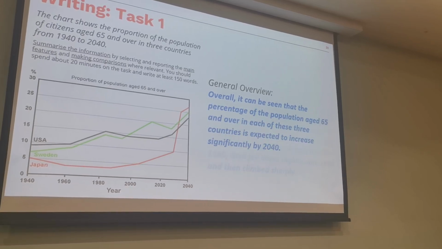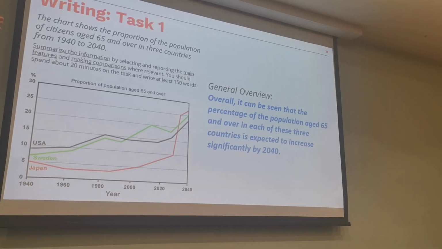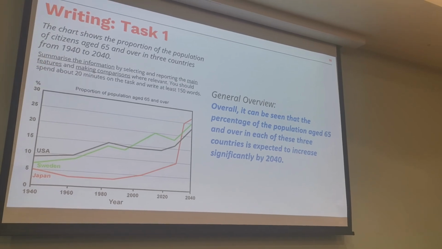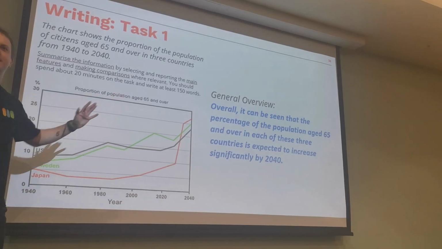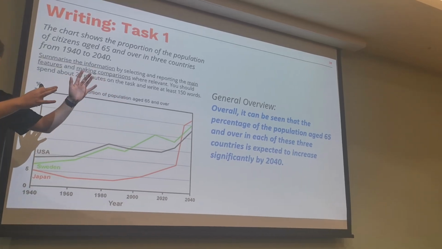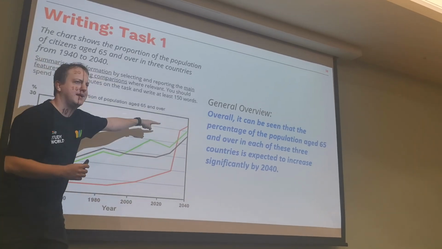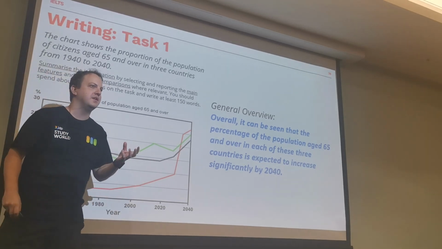So, it can be seen that the percentage of the population aged 65 and over in each of these 3 countries is expected to increase by 2040. It's talking about all 3 countries, it's talking about the entire period, and it increases over time. And then the fact that this is lower than this one, and it rises sharply here, leave that for the body paragraph. Don't add too much to that overview.